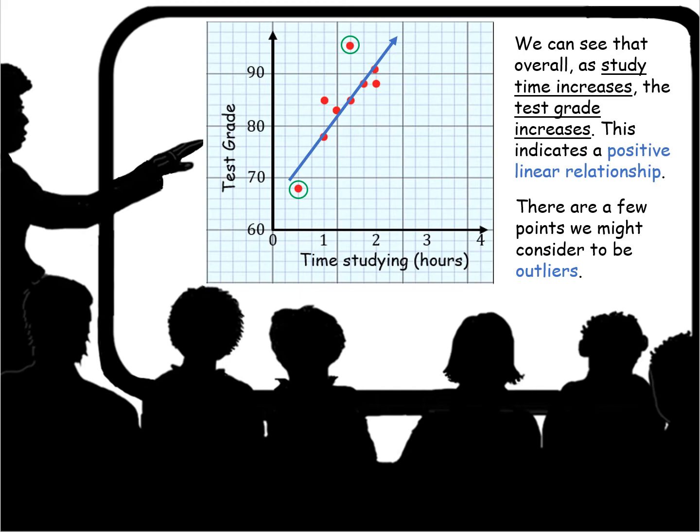Linear because most of the points are falling around or near or on a particular line going in the positive direction. We do have a few outliers. Those are circled in green here. So we might consider that an outlier. We would most definitely consider that one an outlier.